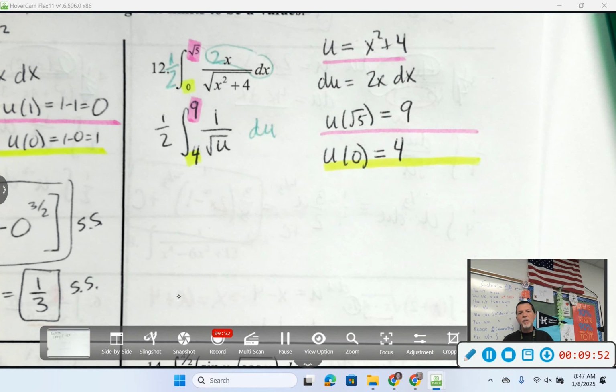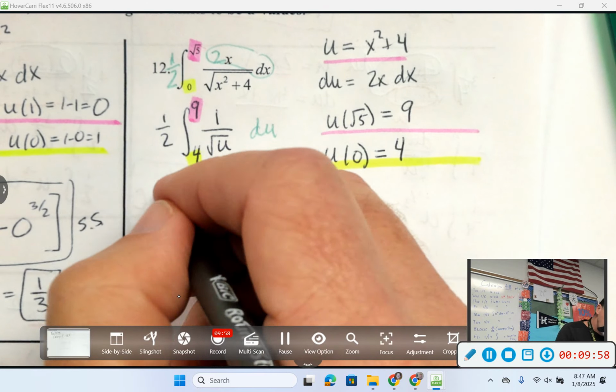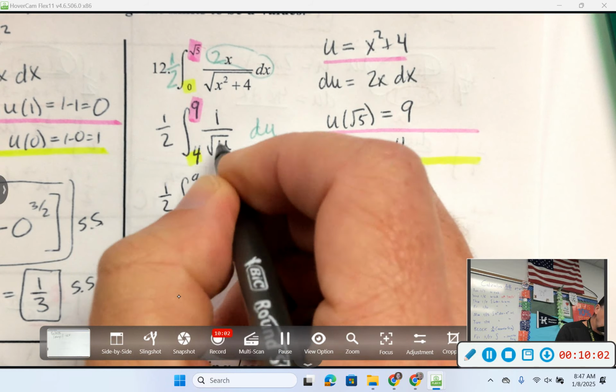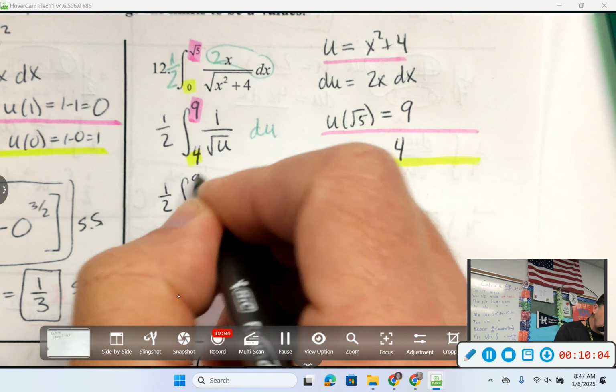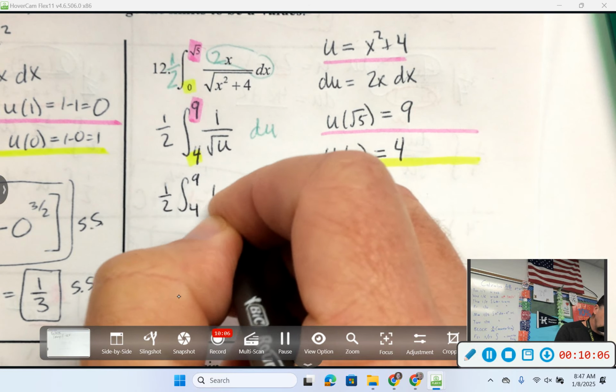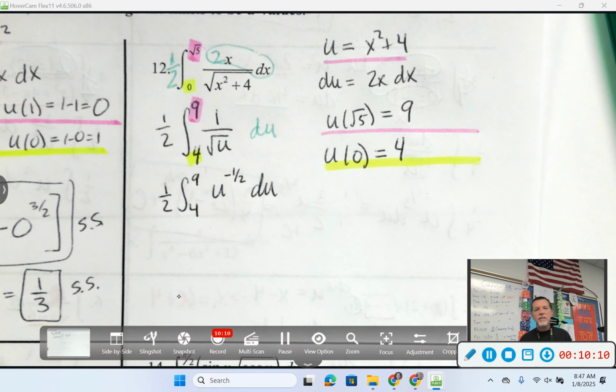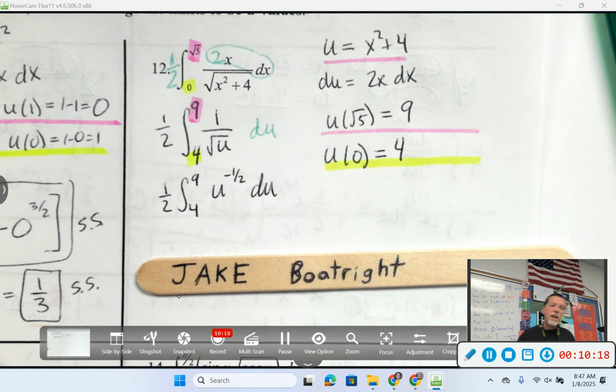And I like this one better than that last one. I don't have to flip anything. 4 to 9, that's going in order. I like that. Some of you would take this integral right there and be okay. Others would like to see it written as a power first, because that makes the antiderivative easier. I like to write the steps rather than put them in my head. Just trying to help Jake out.